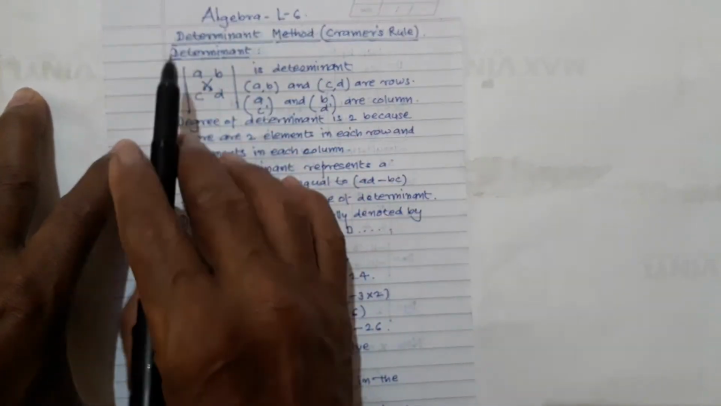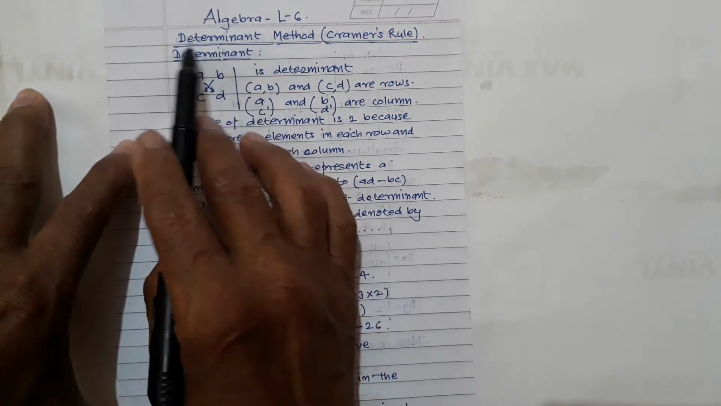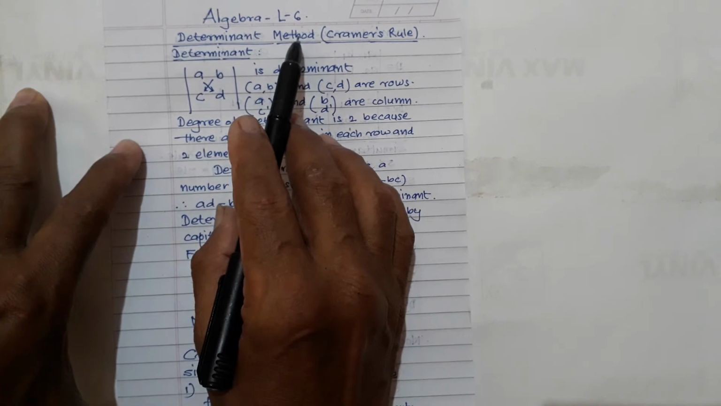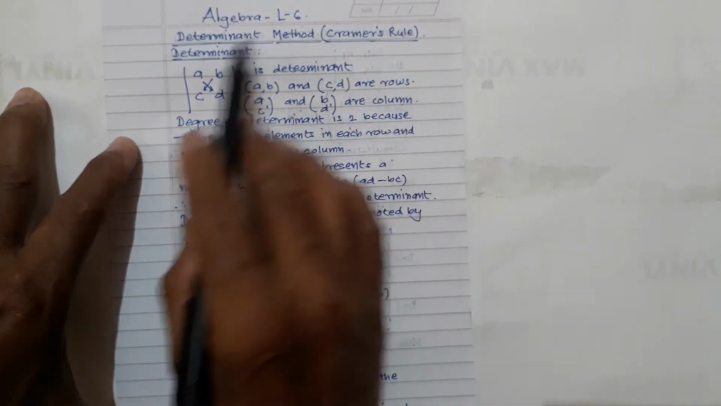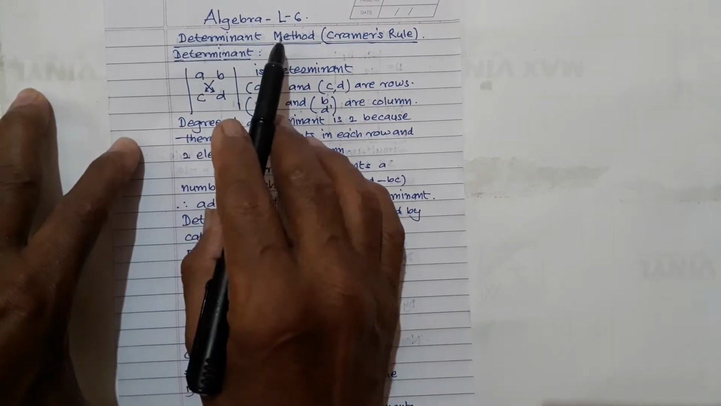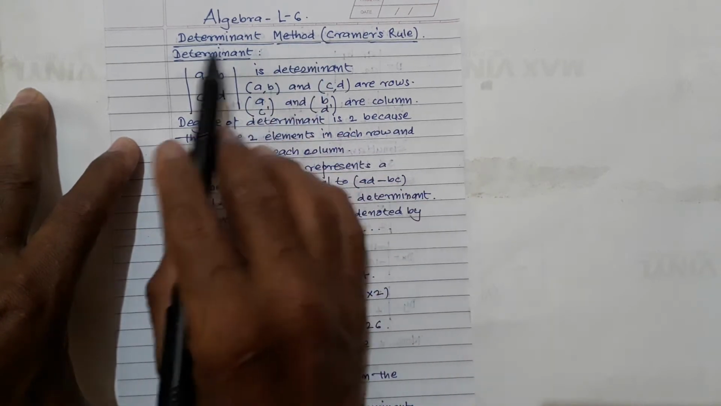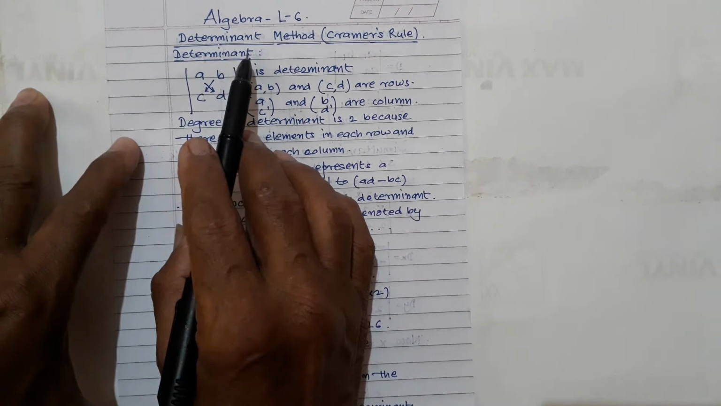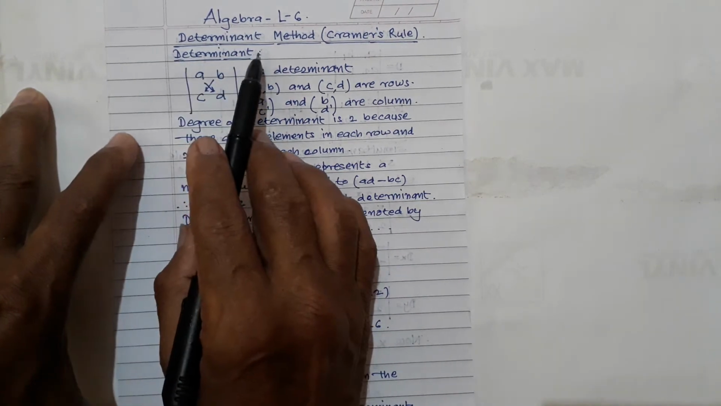In this lecture I am going to explain some other method, that is the determinant method or Cramer's rule, to solve simultaneous equations in two variables. Now first you have to understand what a determinant is.